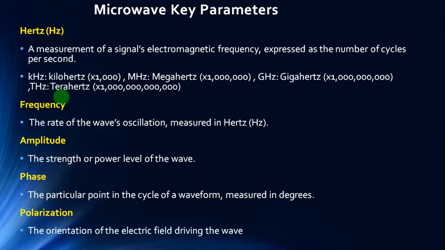Now, the signal polarization, the orientation of the electric field driving the waves. Polarization is a very important part of electromagnetic wave propagation, because polarization takes place when the signal passes through clouds or any obstacle that can bend the signal in various directions. That is called signal polarization.